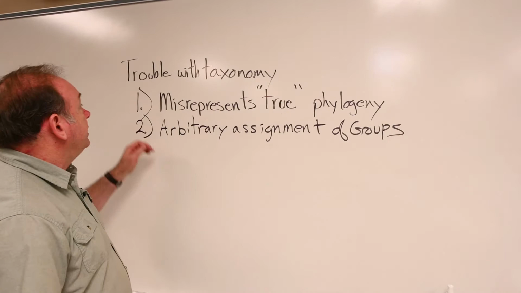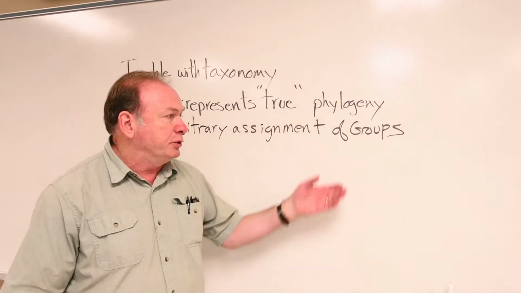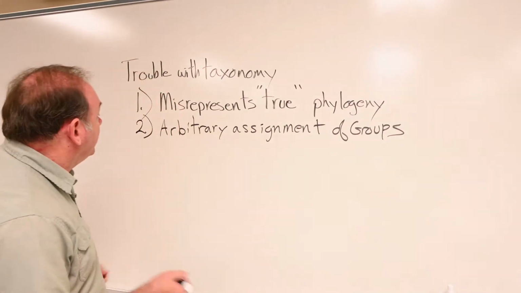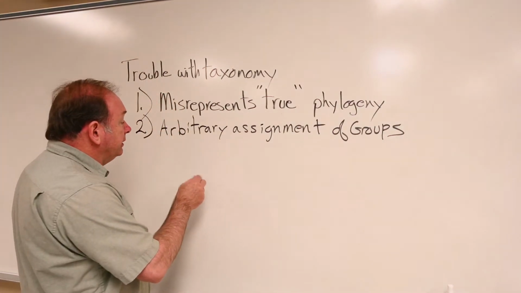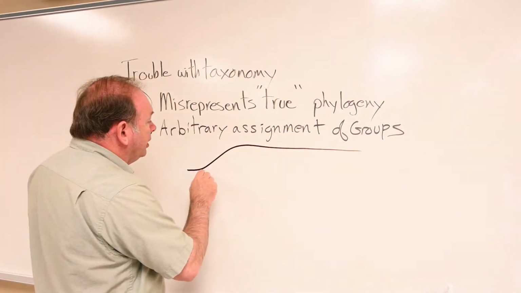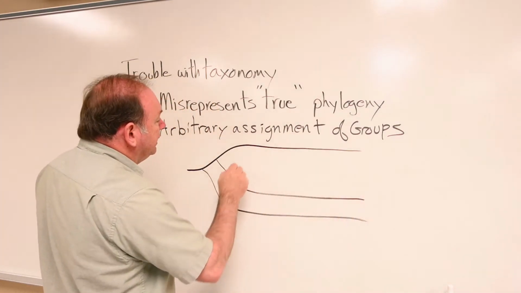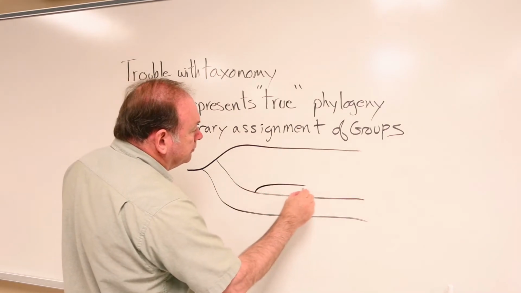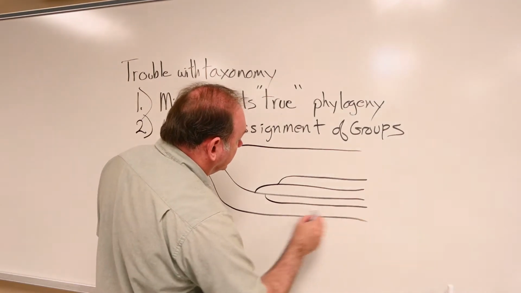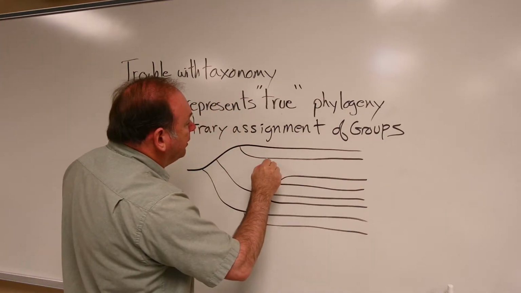Okay, moving on to our second trouble with taxonomy. We've got number 2 here, the arbitrary assignment of groups. Groups meaning your different taxonomic names like genus, order, family, and so on. So what we're talking about here is if our understanding of the relationships looks something like what we talked about before, where you have a few groups breaking out back here as different taxa, and as you move through time, you see more represented forms.